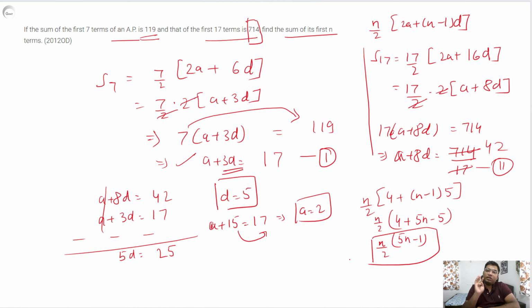Even here, what I was chasing was simultaneous equations, two variables a and d, eliminate, job done. Okay, so I hope you have all understood this question as well. Let's move on to the next question, please.